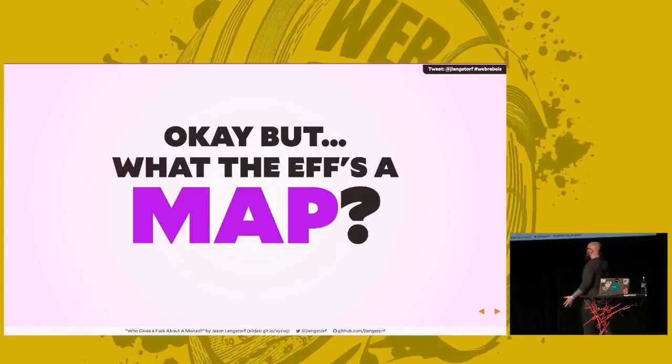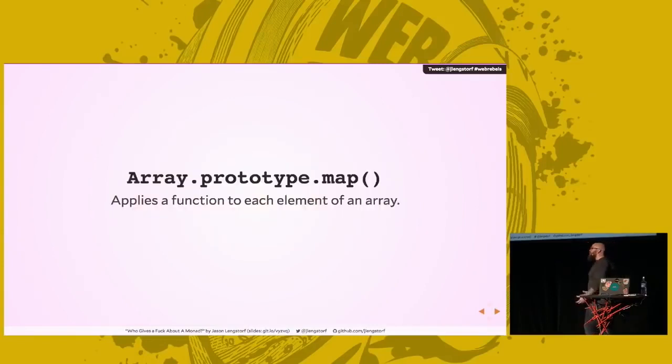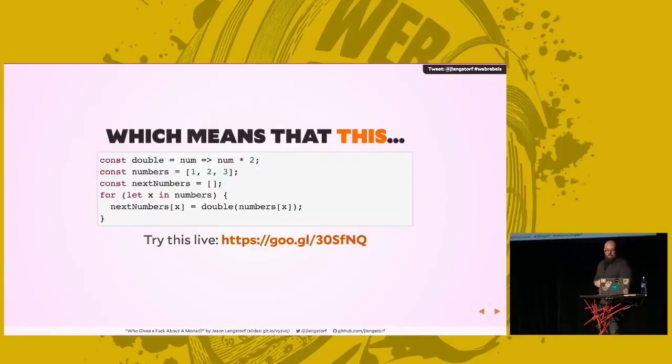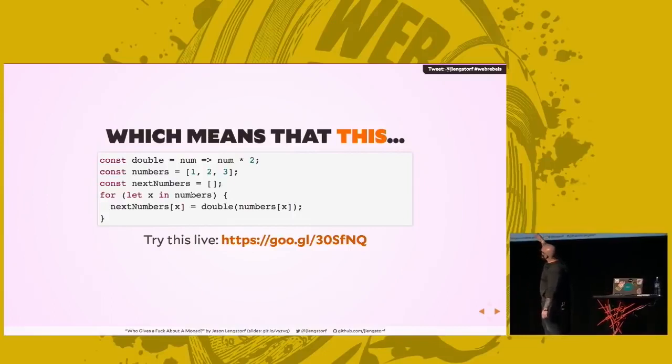So for anybody who's not familiar with it, I use something called mapping. Mapping is an extremely powerful way to apply a function to every element in an array, or a list, or however you want to, an iterable. What that means is something like this, where we have a function called double, which will take any number, multiply it by 2, a list of numbers, and we want to double each one of those.